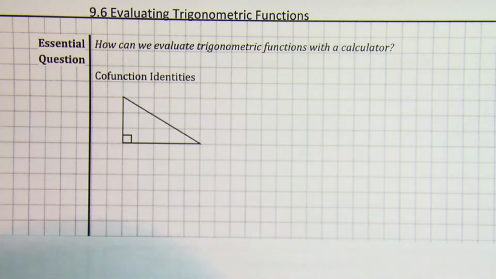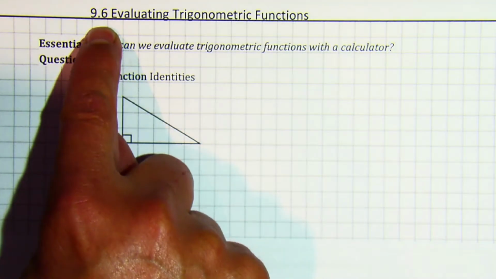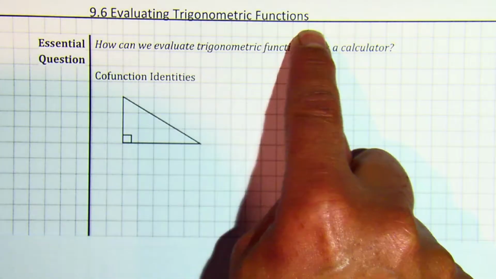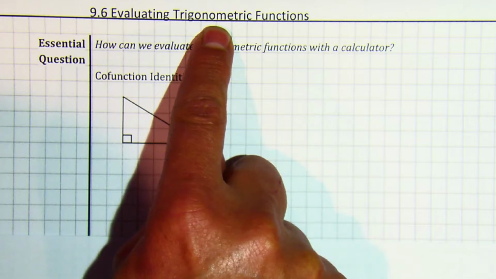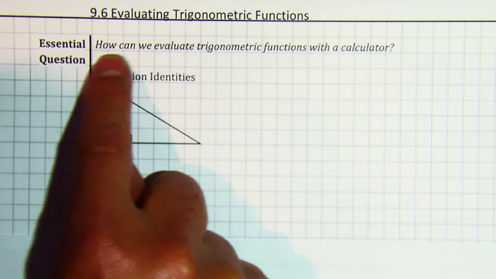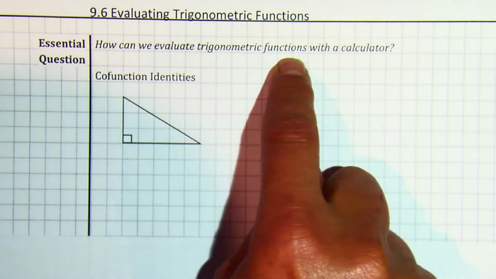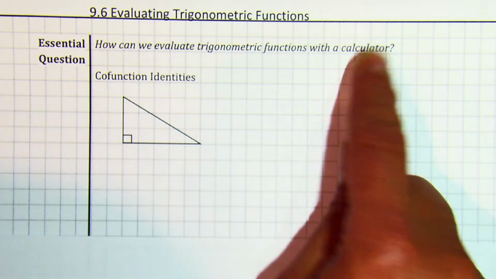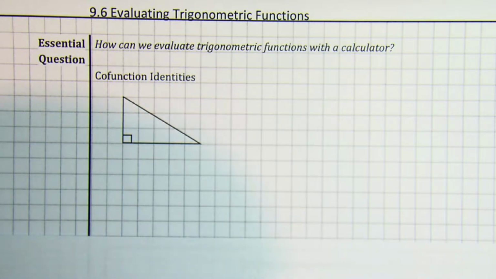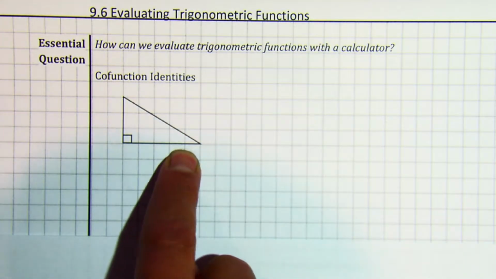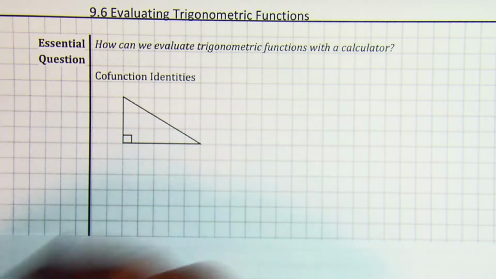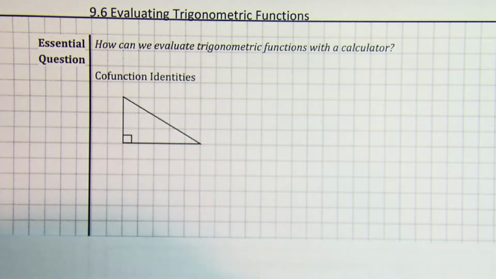Good morning. Today we are going to cover section 9.6, evaluating trigonometric functions. So take the time to copy your title and your essential question. How can we evaluate trigonometric functions with a calculator? In the previous lesson, we found them without a calculator. Take the time to write down cofunction identities and draw a simple triangle, 3 by 5, and we'll start once you are ready. Go ahead and pause it.